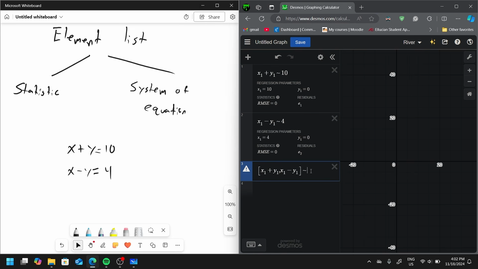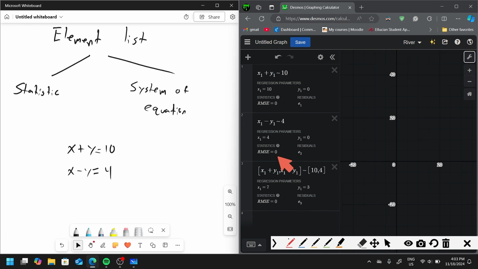And now I'm going to do our regression again, our tilde, and we're going to set it equal to this right-hand side 1 and this right-hand side 2. So now what is it thinking? What Desmos is doing is it's thinking both this equation, where x plus y equals 10, but it's also, in the same line, including the equation x minus y is 4 right here. So the first term in this element list is set equal to 10, and the second item in the element list is set to 4, which is the second element in this other element list.